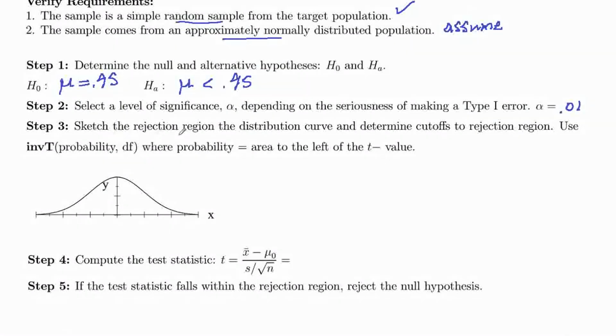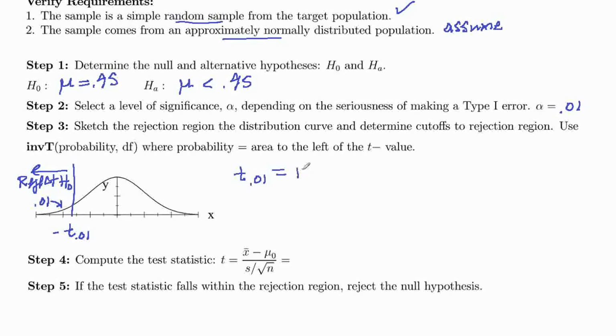Now sketch our rejection region. This is a lower tail test because of the less than, so we will have a rejection region on the left. The area to the left of this t-value is 0.01. If it was t.01, that would be the right area, so we need the negative of t.01.